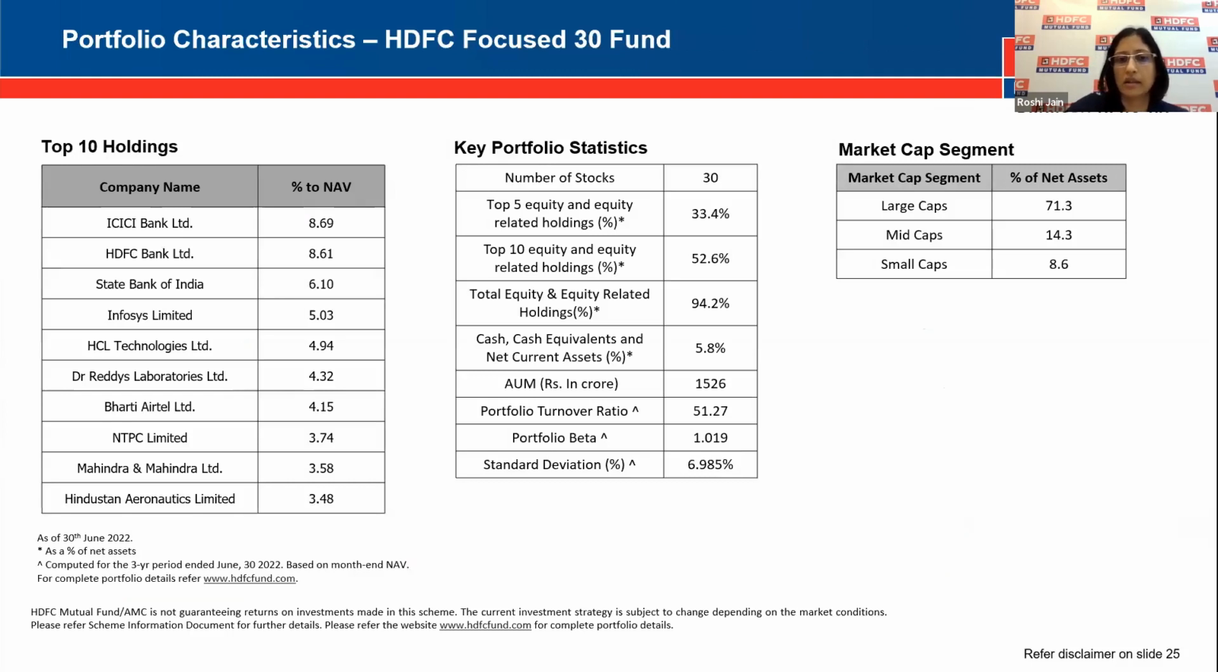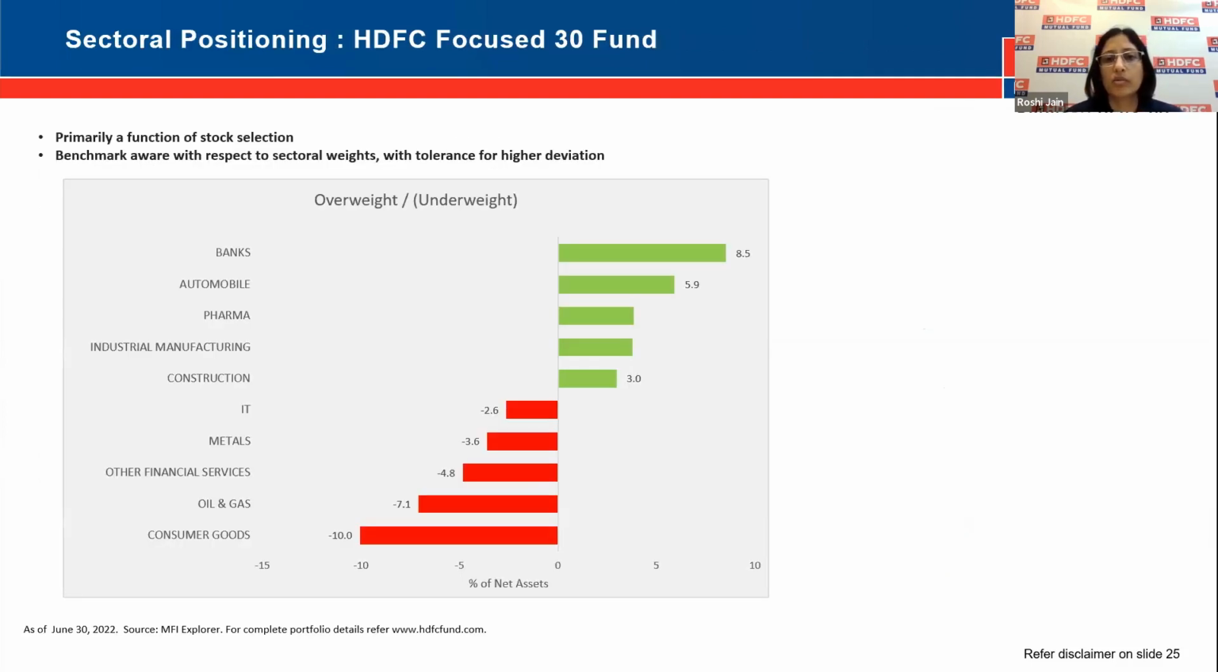This is the overweight and underweight positioning of the focused fund. As you can see, while banks are an overweight, they are offset by an underweight on financial services, but in effect, financial services is an overweight. We are overweight on the manufacturing sector. I talked about the opportunities that exist for manufacturing in India, so industrial manufacturing, as well as for infrastructure and Capex oriented activity. So you will find these sectors represented as overweight.